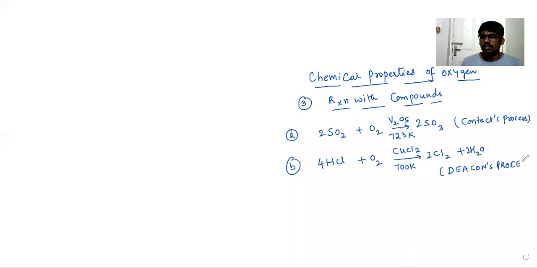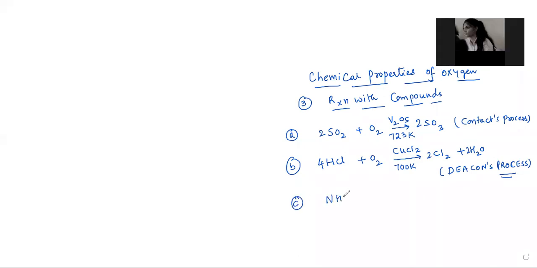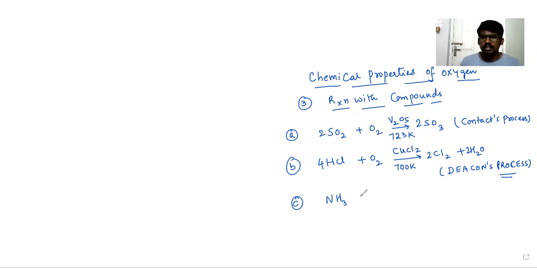Used for manufacture of chlorine. The catalyst that can be used in the manufacture of chlorine is copper chloride by this process. Another one is catalytic oxidation of ammonia, which is well known to you.